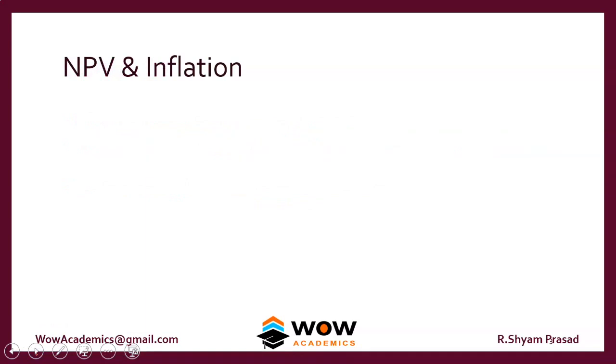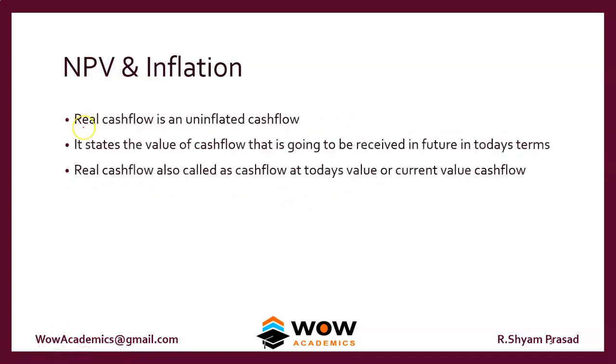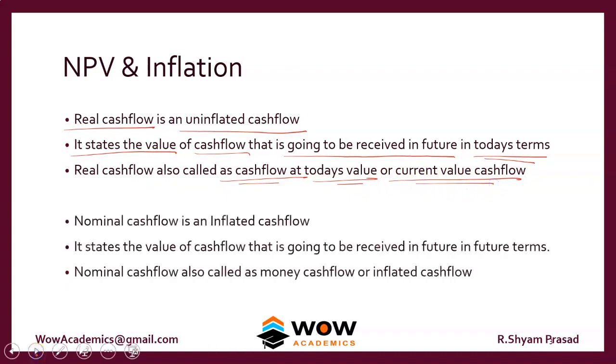So we'll start with NPV and inflation. Real cash flow is an uninflated cash flow. It states the value of a cash flow that is going to be received in future, but in today's terms. Okay. So the cash flow that we are going to receive in the future is stated in today's terms. Real cash flow is also called cash flow at today's value, or the current value cash flow. So that's how it's named.